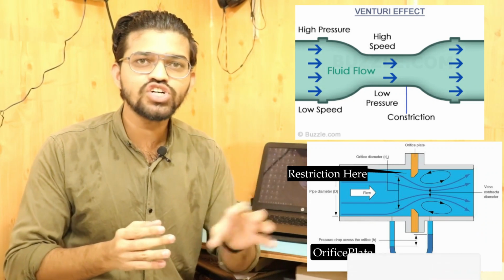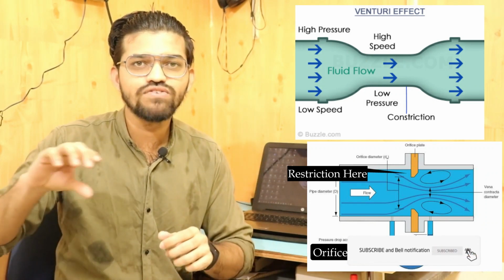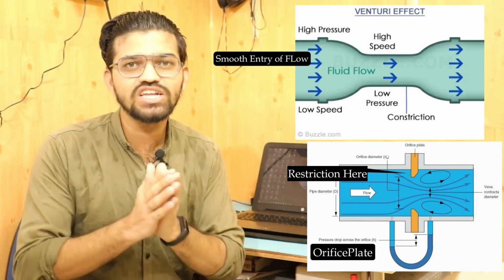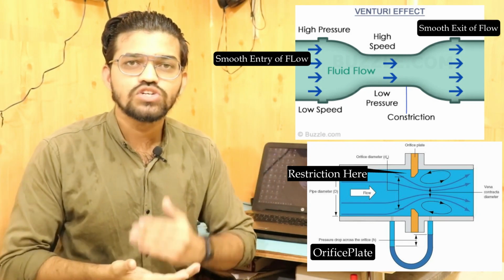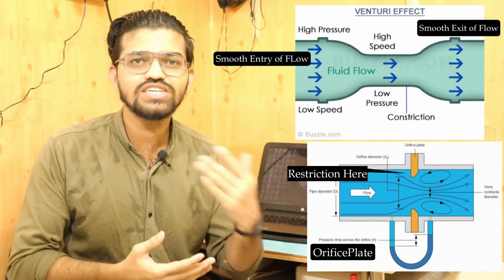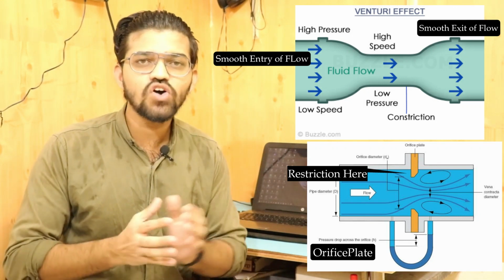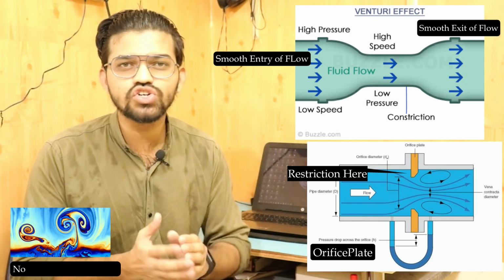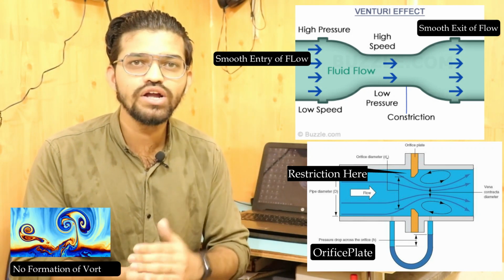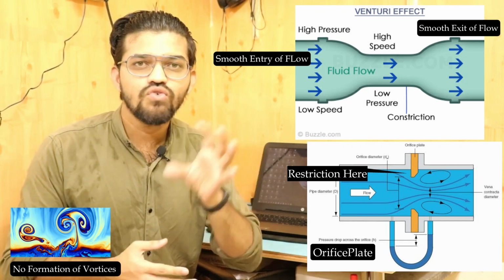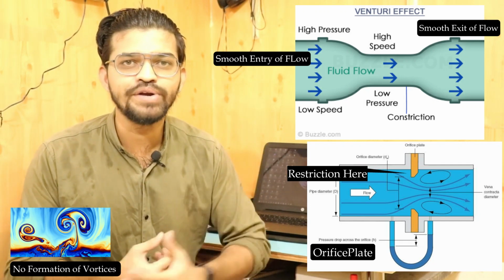Over here in the Venturimeter there is a converging cone and a diverging cone. There will be a smooth entry and a smooth exit of the flowing fluid. So this is the reason we get less pressure drop in the case of the Venturimeter. Also, there will be no formation of vortices, eddies and currents in the flowing fluid in the Venturimeter.